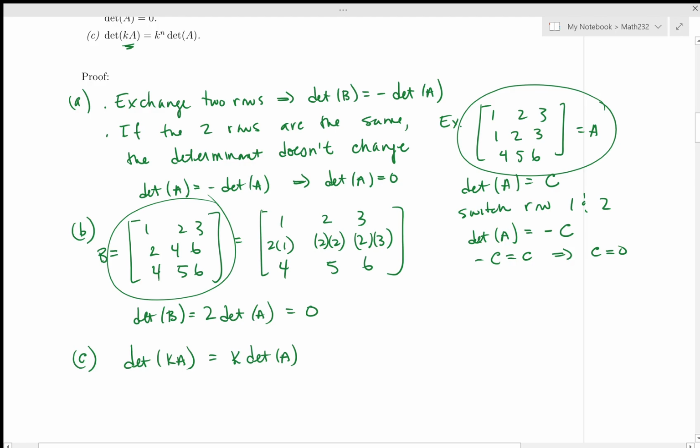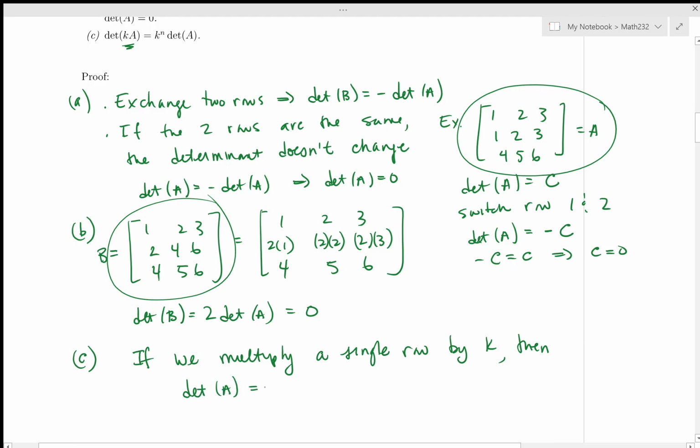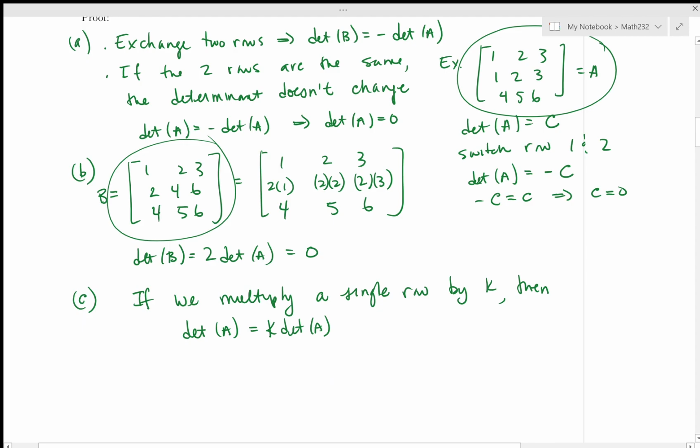This is also an incorrect statement. It's not how I want to write this down. What we saw is if we multiply a single row by K, then the determinant is equal to K times det A.